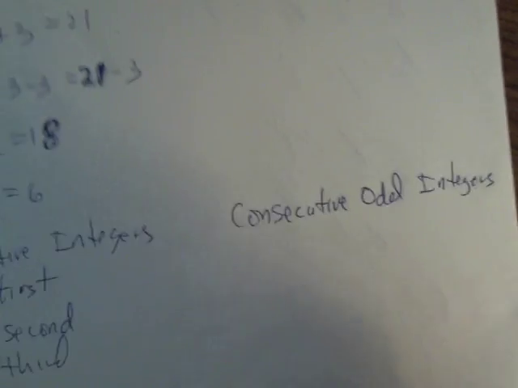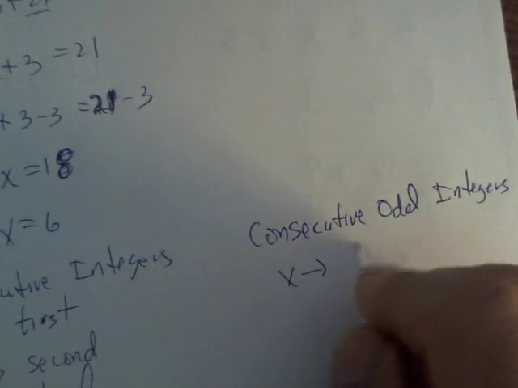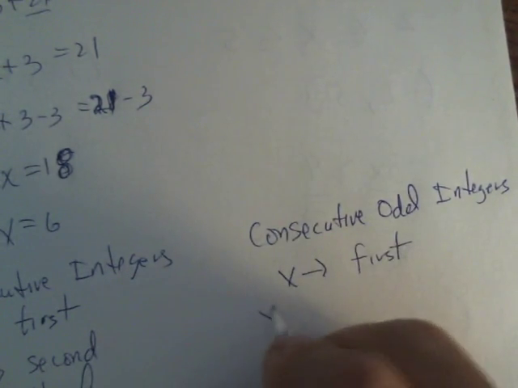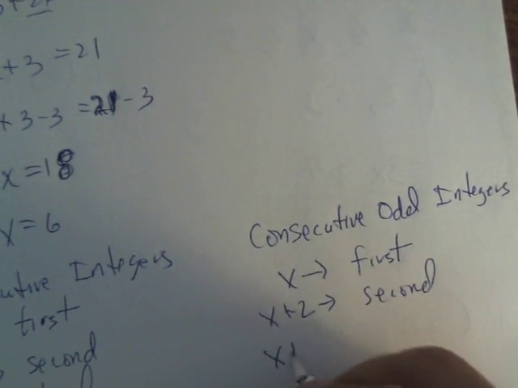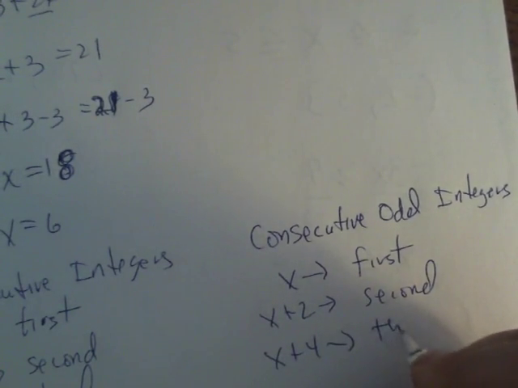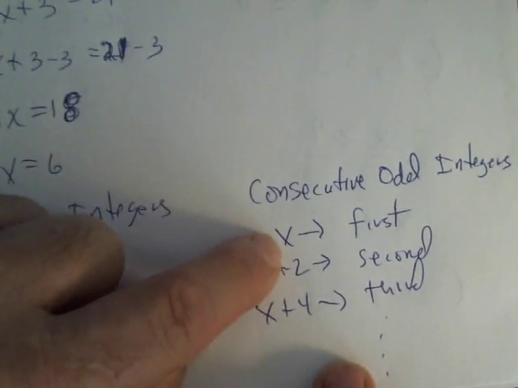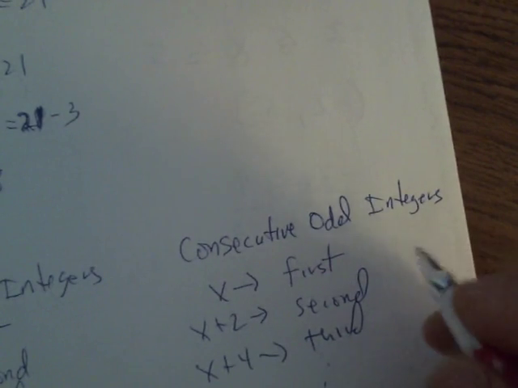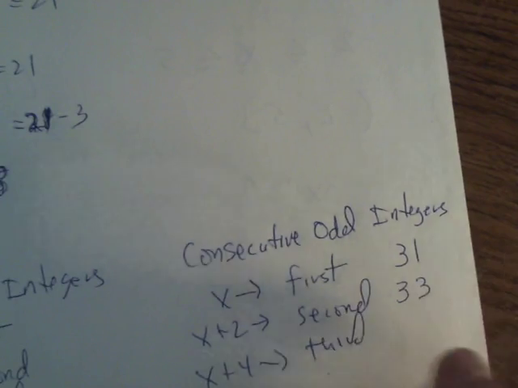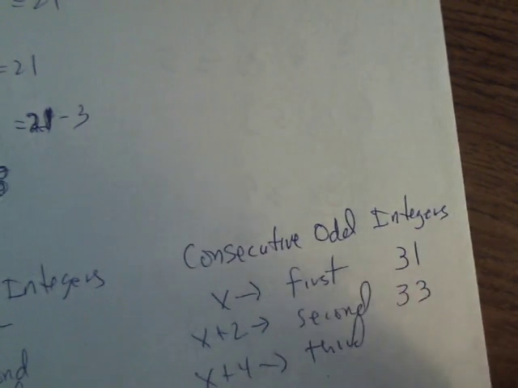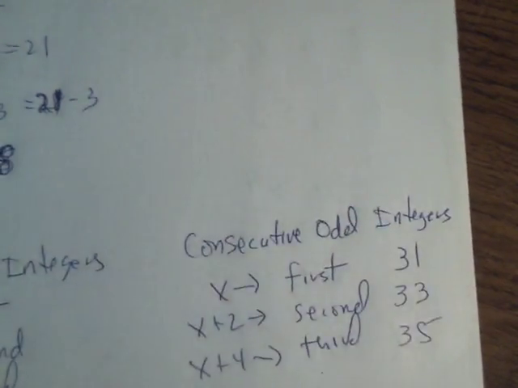Because think about even and odds. They are separated by 2. So x is always your first. Then x plus 2 would be your second. X plus 4 would be your third, and so on. They all increase by 2 because we're basing everything on our first. So if 31 was my first, my next consecutive odd is 33. That's 2 bigger than 31. My next consecutive odd would be 35 because that's 4 bigger than 31.